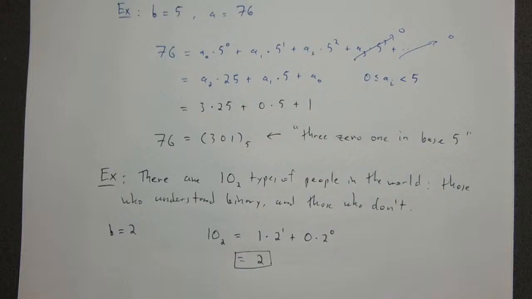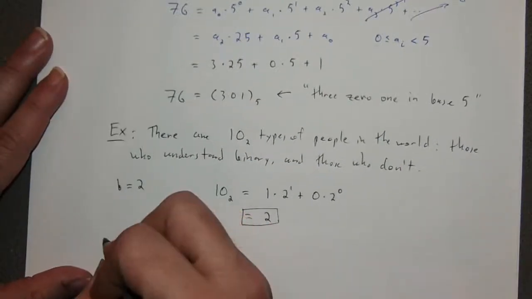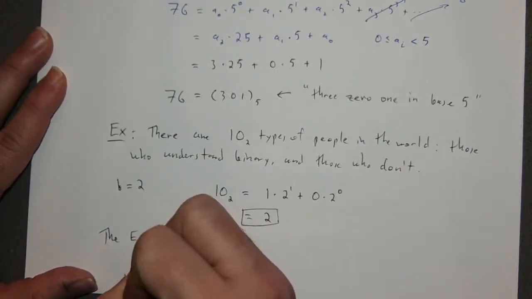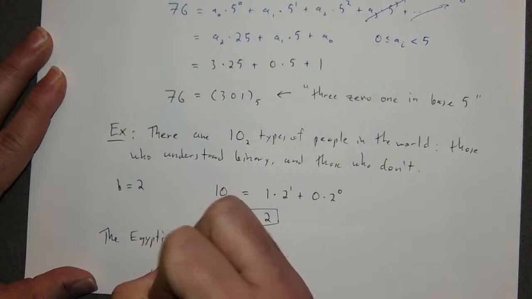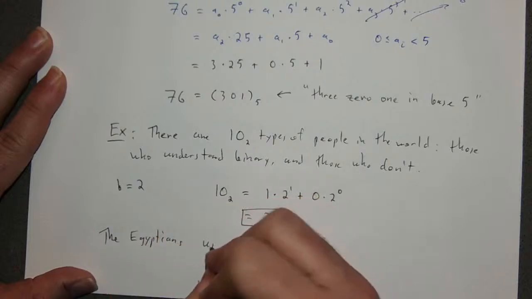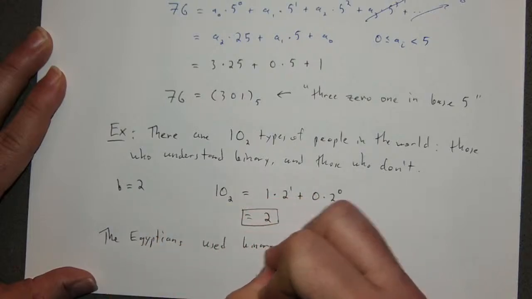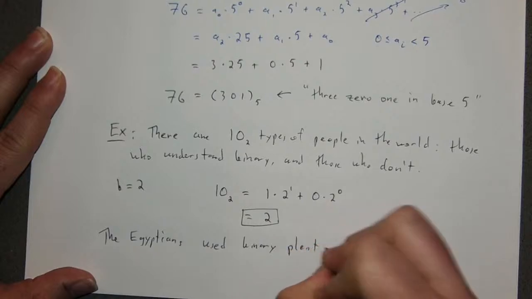So of course that's the joke, right? That 1-0 in binary is just 2. Now, of course, the Egyptians used binary, right? The Egyptians were fond of binary. Where did they use it? We've already seen.